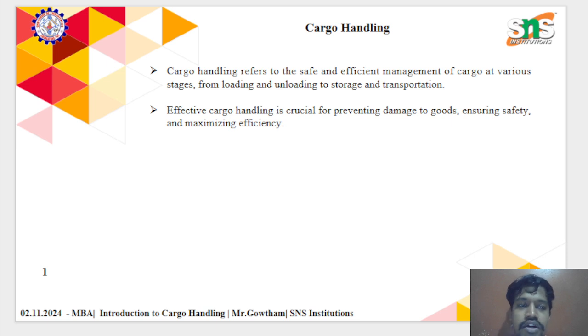For example, I am the warehouse manager. The clients deliver the goods to me for storage. Then the consignee comes and picks up the goods to take them to the airport or shipment port for shipment, and the goods are delivered through sea transportation. So this is called cargo handling. Effective cargo handling is crucial for preventing damage to goods, ensuring safety, and maximizing efficiency.